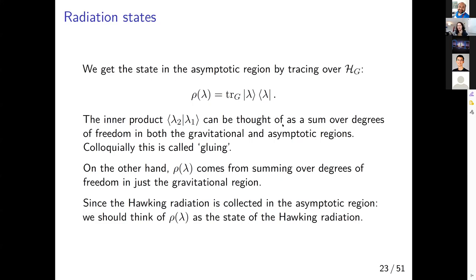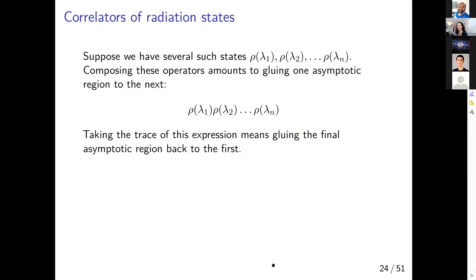Given the state of the Hawking radiation, we can compute other things. We can compute correlators of many states. So if we take all these density matrices and compose them with each other, what this essentially amounts to is gluing the asymptotic region from one state to the asymptotic region of the other, and so on all along the chain of operators. And then if we take the trace, we get a whole set of boundary conditions all joined up together cyclically. So this gives us a partition function with those boundary conditions.